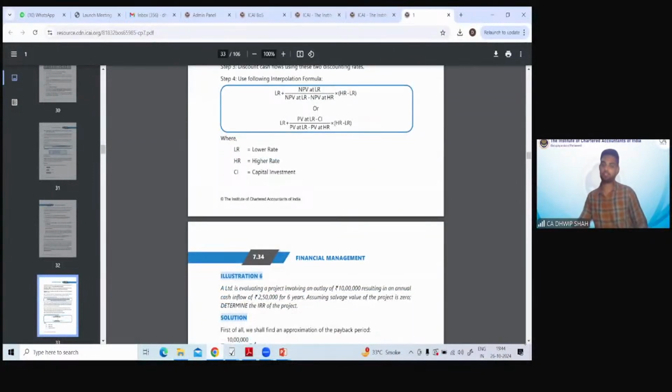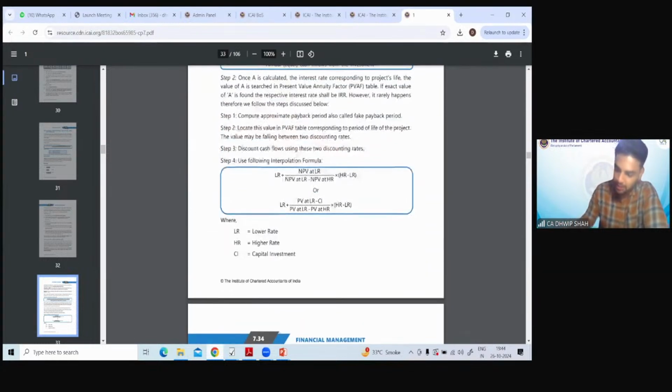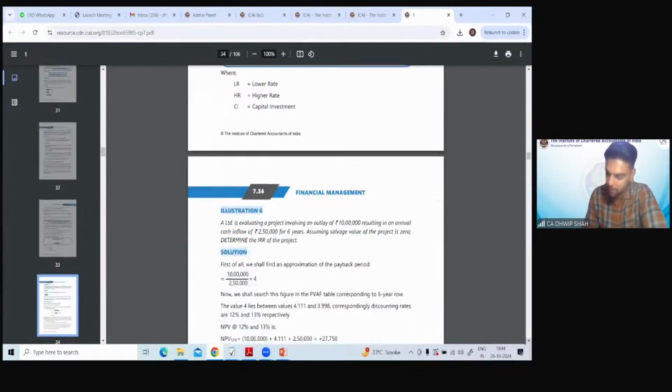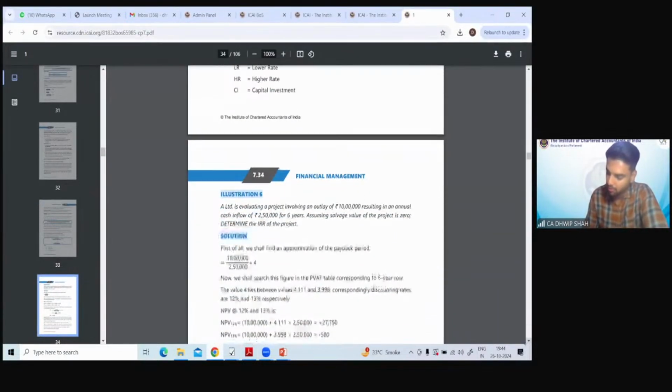IRR technique, first we will solve it by using a logic, the interpolation logic, and then I will derive a formula from that logic. The formula you see here on page 7.33 is very confusing as far as the current situation is concerned. We are not able to understand anything from this formula right now. But once we understand through this logic, this formula will be very easy for you.